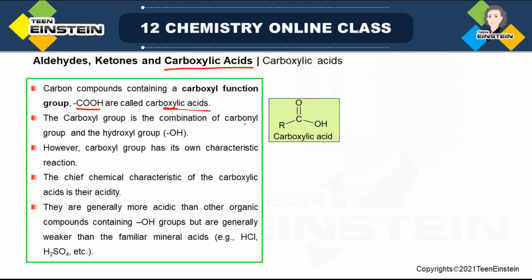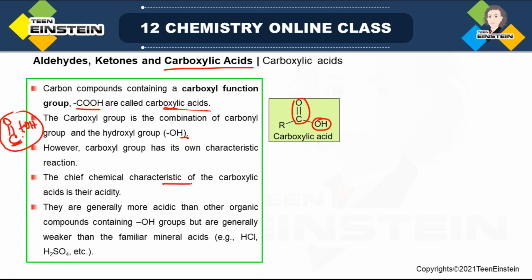Now the carboxyl group is a combination of two terms. One is the carbonyl group, which is C double bond O, and the hydroxyl group. So this is carbonyl, this is hydroxyl, but together it is carboxyl. The carboxyl group has its own characteristic reactions. Though it is a combination of two groups, C double bond O and OH, don't think that they will give the individual reactions of C double bond O and OH, that is, of an alcohol and a keto compound. No, it is not that. When you combine these two groups together, they have their own characteristic properties.